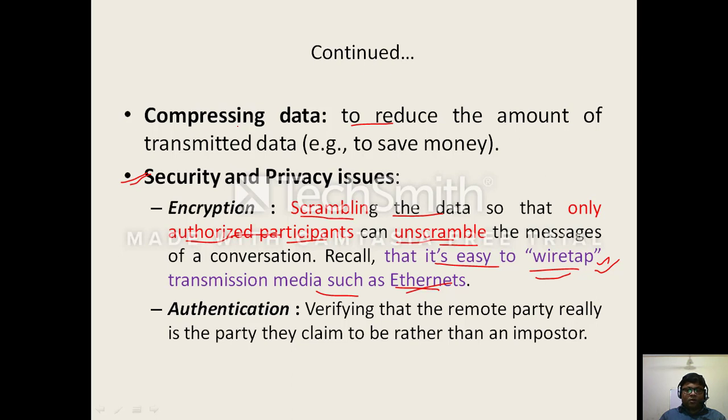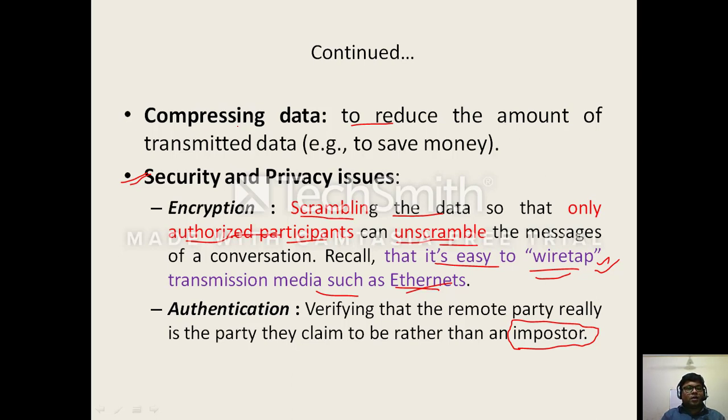Authentication. Verifying that the remote party really is the party they claim to be rather than an imposter. There must be no unauthenticated person who is claiming that I am a genuine or authenticated person. There must be a verification mechanism. If someone is at the remote place, there should be some mechanism to ensure that you can verify him.